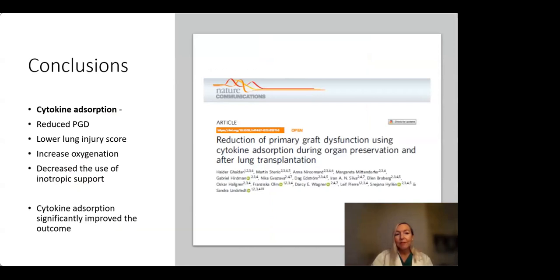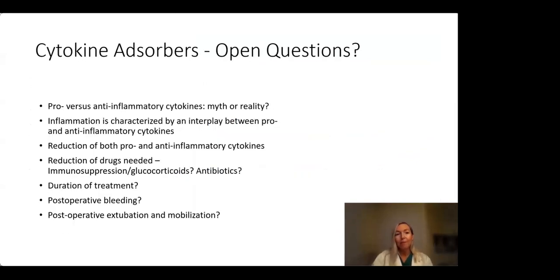So the results lead us to the following conclusion: cytokine absorption reduces primary graft dysfunction, lowers the lung injury score, and also increases the oxygenation. Overall, it decreased the use of inotropic support, and we do think that cytokine absorption significantly improved the outcome in this setup.